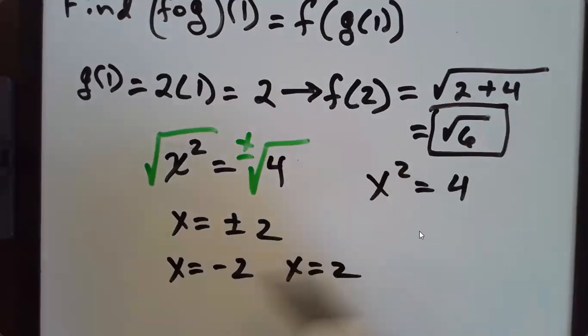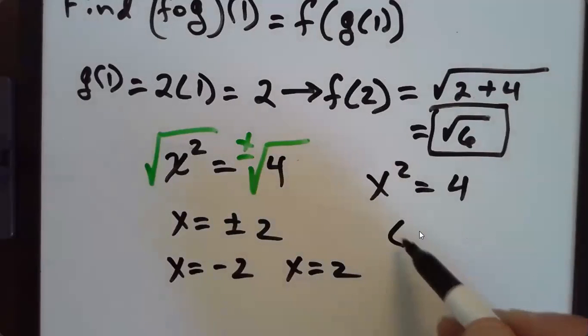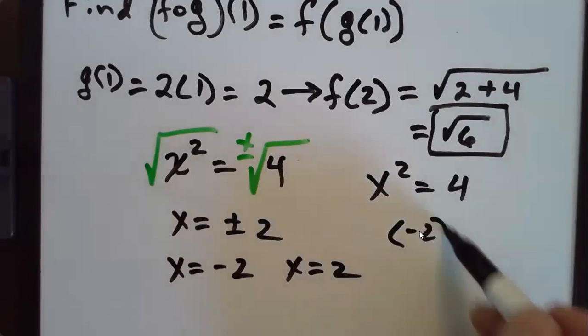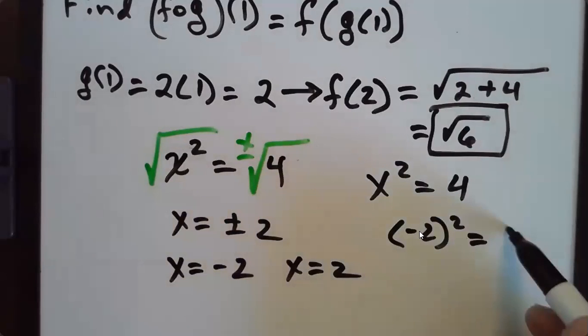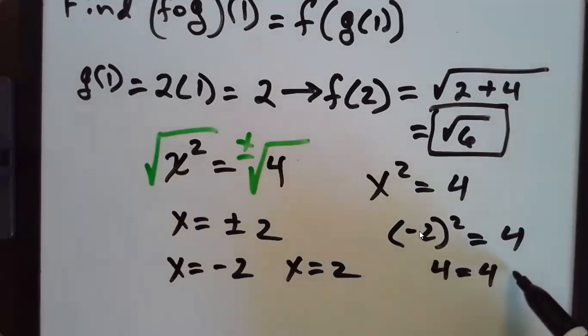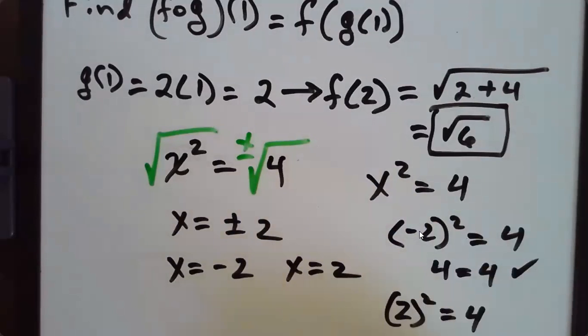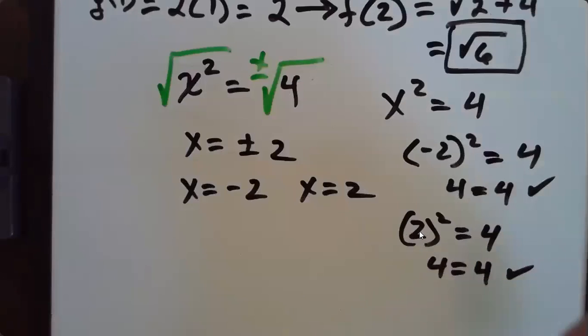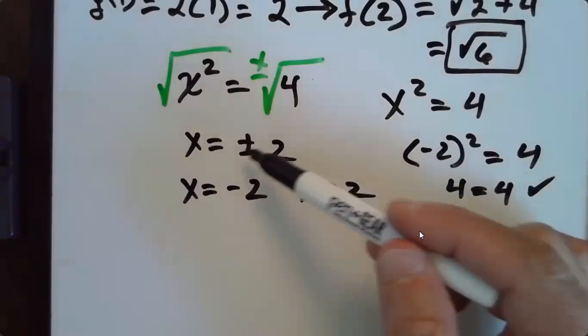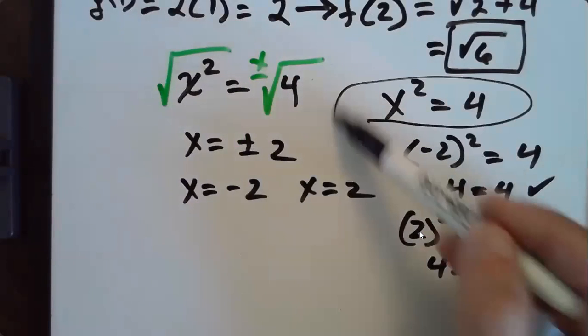So either one of these will equal 4. Because if we substitute them back in, right? Substitute negative 2 back in, we got negative 2 times negative 2 is 4. So 4, that checks. And if we substituted positive 2 back in, that checks. So the plus or minus is to include all possible answers that will make this equation correct.